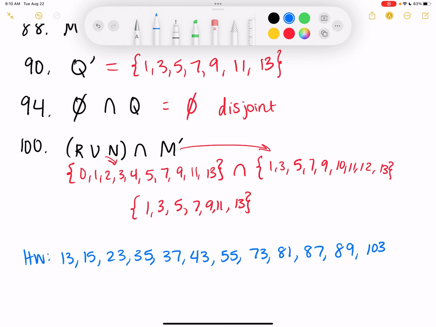How much time do we have left in class? Only like 5-ish more minutes, 5 to 7 minutes.